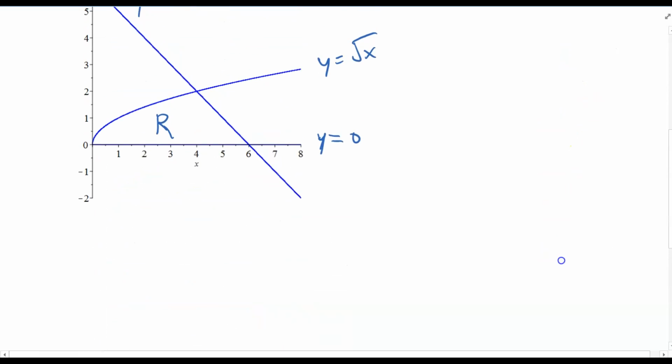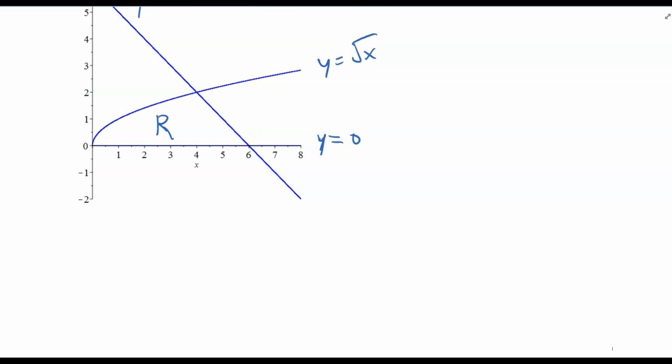So looking back over here, I'll use this graph here to set it up as a type 1 region. Let me just erase the letter R there. And we're going to have to split this into two. One region where x is between 0 and 4. So we're going to say, fix any x between 0 and 4.